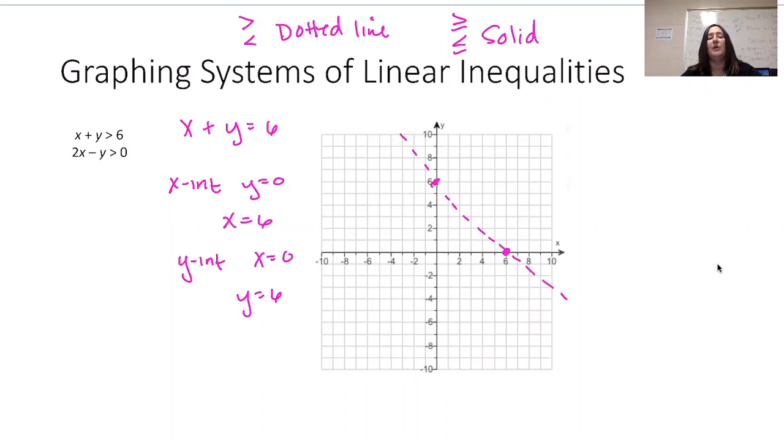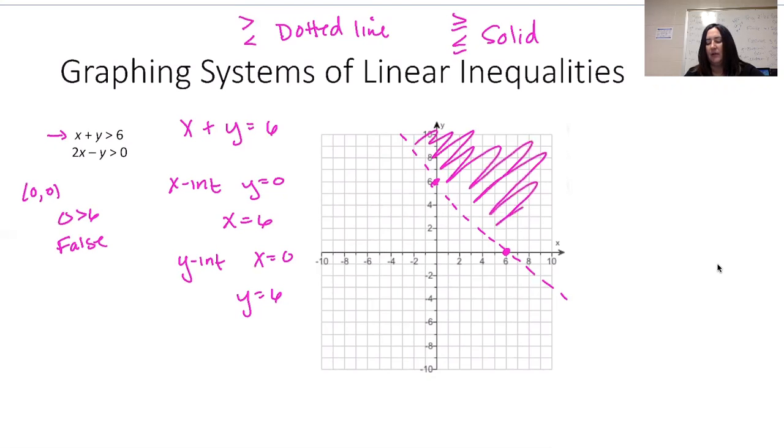And then we have to determine whether we're going to shade above or below this line. And usually I use what's called the test point method. I pick a point, and a lot of times I pick (0, 0) because it's easy to pick. So if we're looking at this top equation and I plug in 0 for my x and 0 for my y, I would have 0 is greater than 6. And obviously that is a false statement. So we do not want to shade where (0, 0) is located. So we would be shading everything on this side of that line.